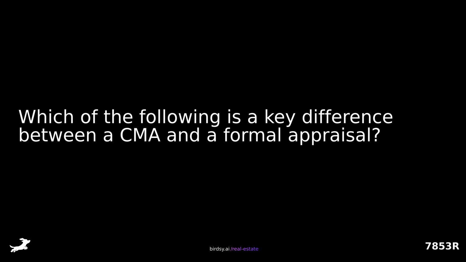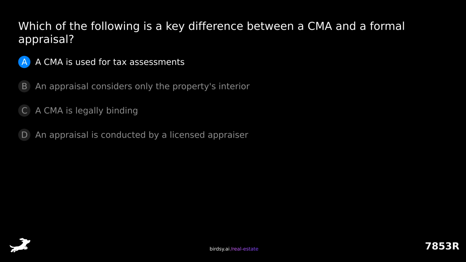Which of the following is a key difference between a CMA and a formal appraisal? Is it A. a CMA is used for tax assessments, B. an appraisal considers only the property's interior, C. a CMA is legally binding, or D. an appraisal is conducted by a licensed appraiser?